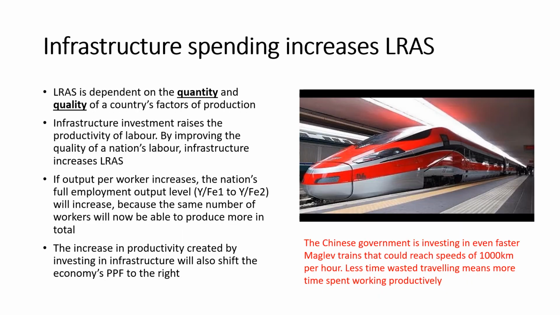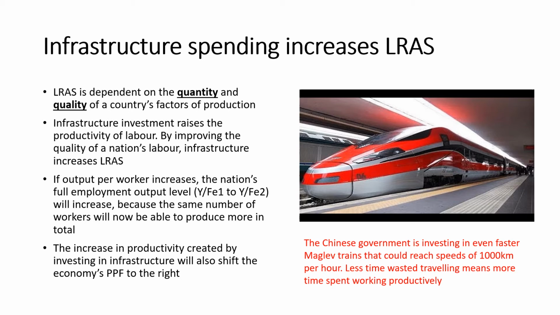As you know, infrastructure spending increases long run aggregate supply. Why do I say that? Well, from theme 2, you know already that long run aggregate supply is dependent on two things. Those two things being the quantity and quality of a country's factors of production. Infrastructure investment raises the productivity of labour. By improving the quality of a nation's labour, infrastructure spending has the potential to increase long-run aggregate supply.